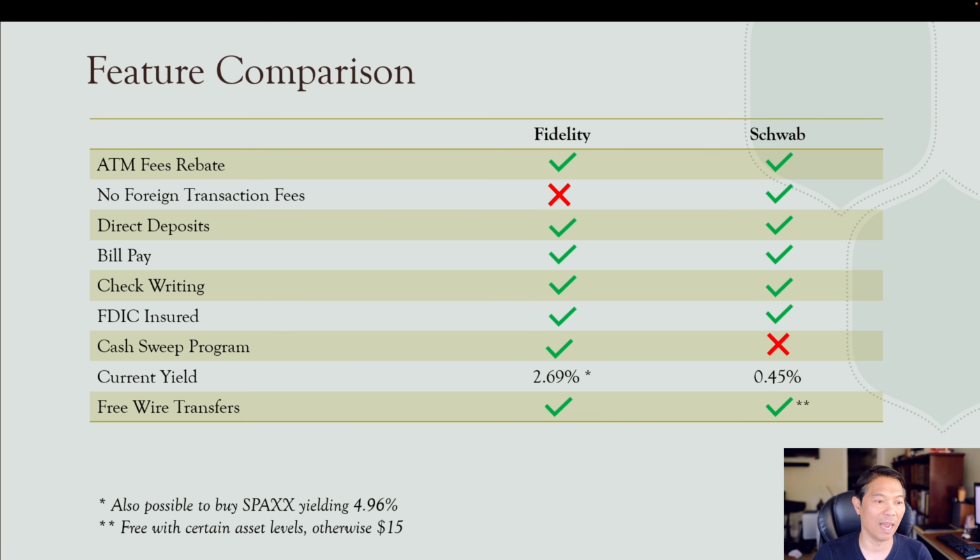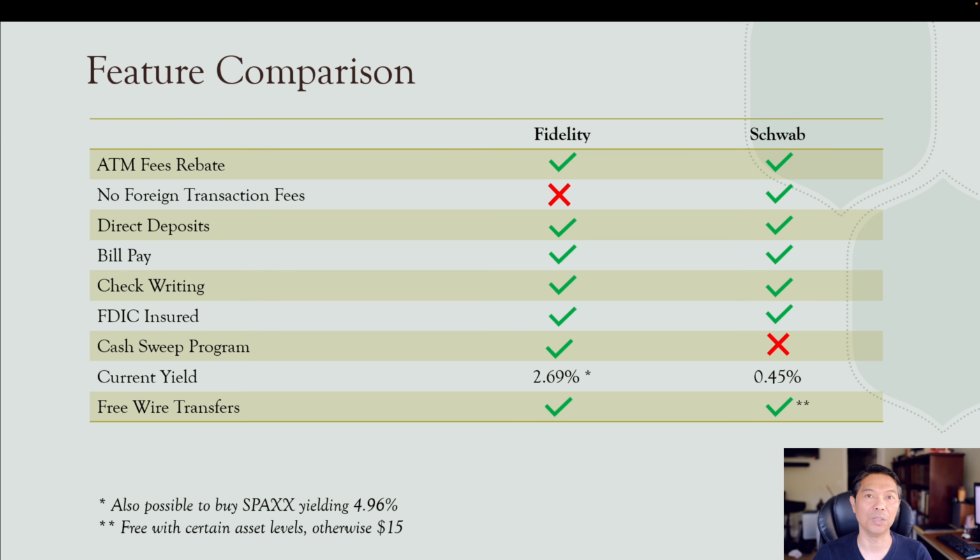On the Fidelity side, you do have the bank sweep program that's getting you 2.7%, which is decent, but not the highest yielding out there. However, with Fidelity, you do have the option of buying their government money market fund, which is called SPAXX. And SPAXX is yielding almost 5%.